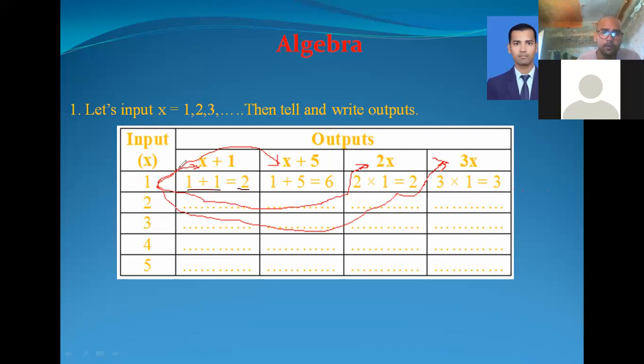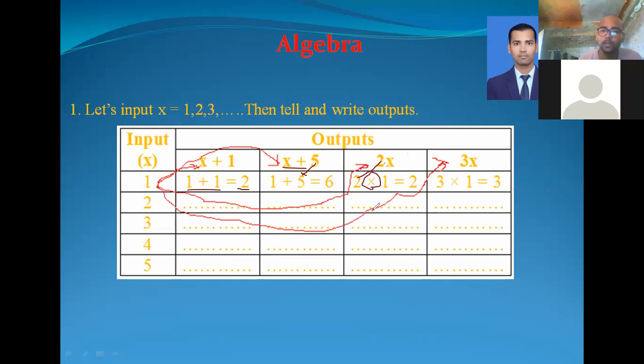The same way, when 1 replaces x in the second expression, we have 1 plus 5, and 5 is equal to 6. In the same way, when we replace the 1 for x here, there is 2. So 2 here, and between 2 and x there is no sign given. That's why there is a multiplication sign. We write multiplication here, and the value of x is 1. So 2 into 1 is equal to 2, the output.